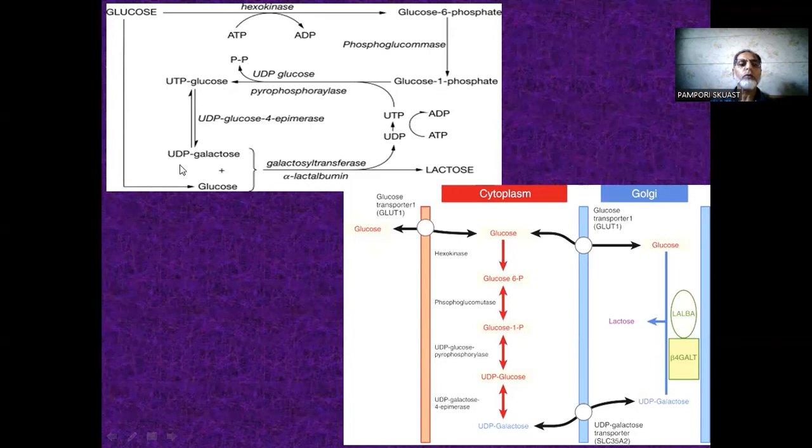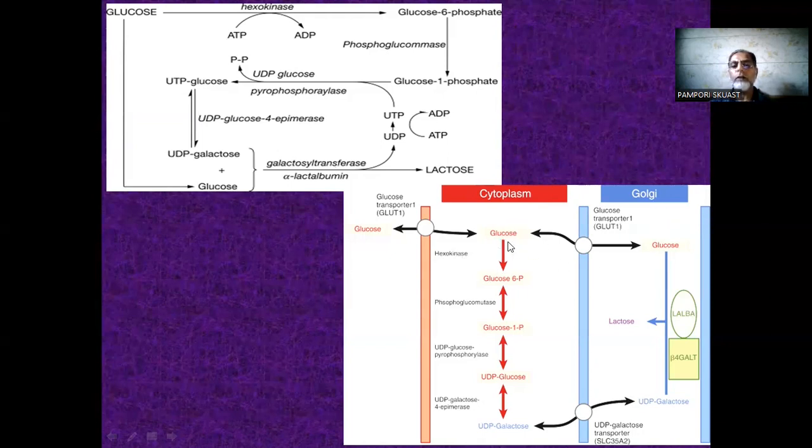Then UDP glucose is converted to UDP galactose by one important enzyme that we name epimerase, or UDP glucose epimerase. Inside the Golgi, this UDP galactose, along with glucose, forms lactose in the presence of one important enzyme, galactosyl transferase, and alpha-lactalbumin, together called lactose synthase.